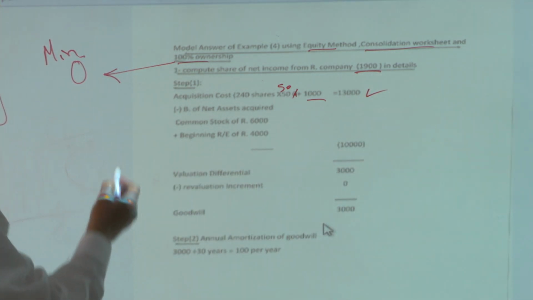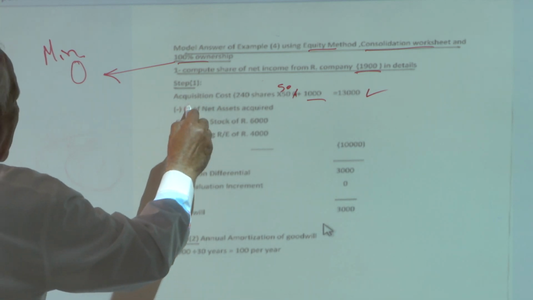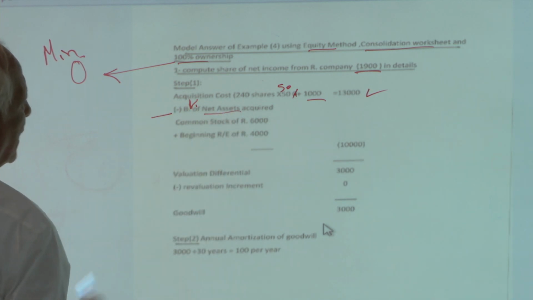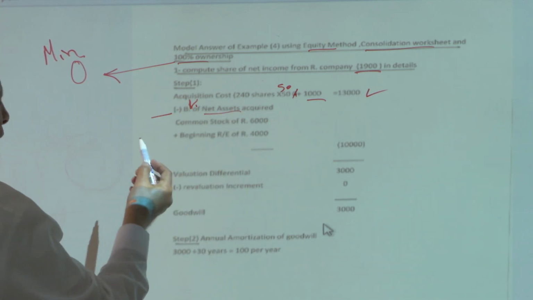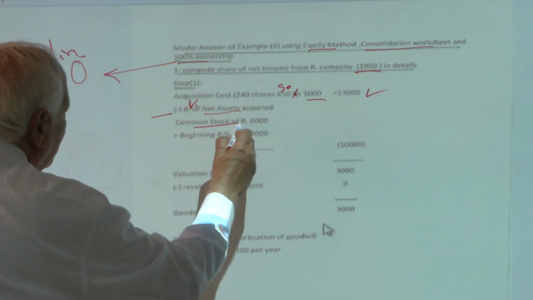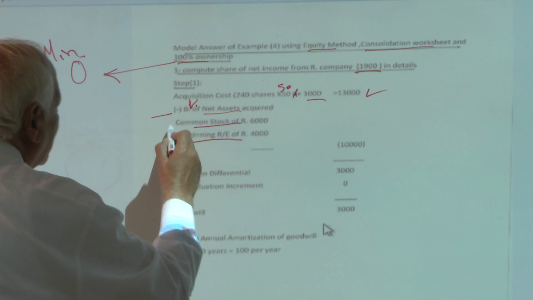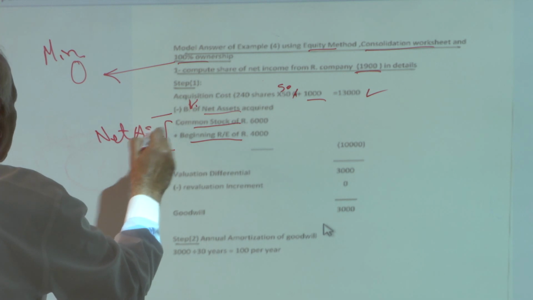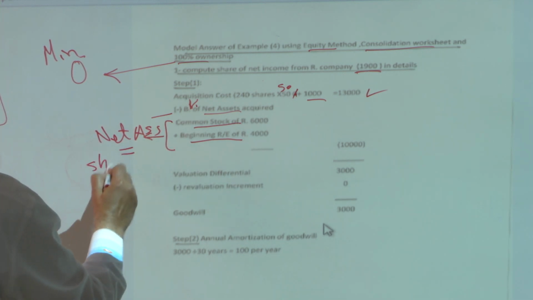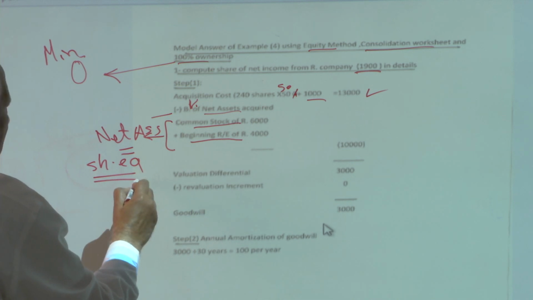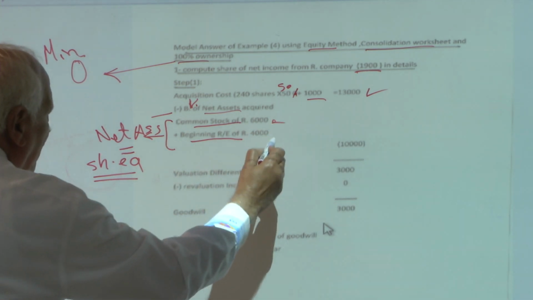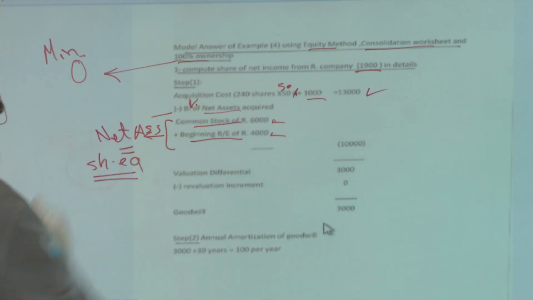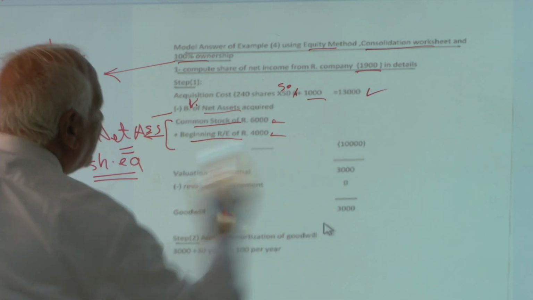After this, you subtract the book value (BV) of net assets acquired. To get the book value of net assets acquired, I have 2 elements: the common stock of R and the beginning retained earnings of R. This represents net assets. Remember, net assets equal shareholders' equity. This one is 6,000, this one 4,000, that's shareholders' equity. If you add them together, that's the net asset, a total of 10,000.